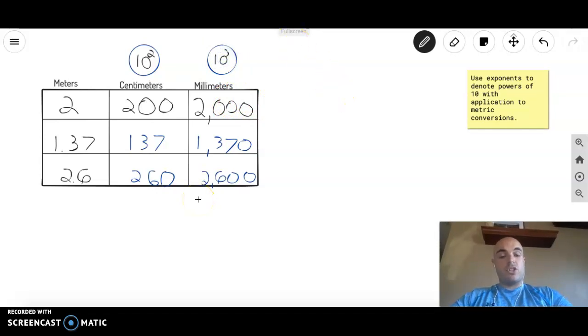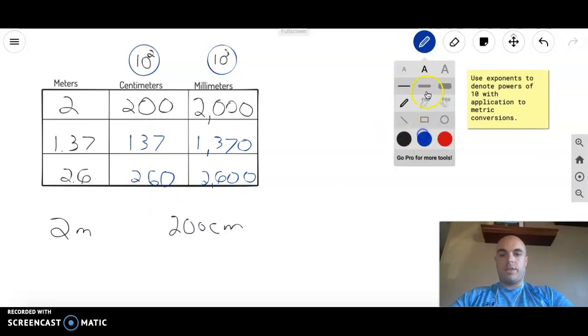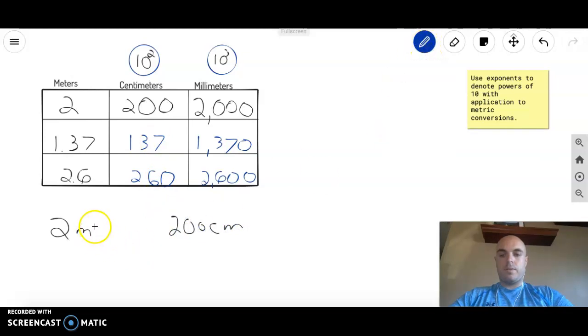And now let's say, just to check our work, if I were to take 2 meters and I want to move it to centimeters, which we know is 200, I would need to multiply by 10 to the second power.